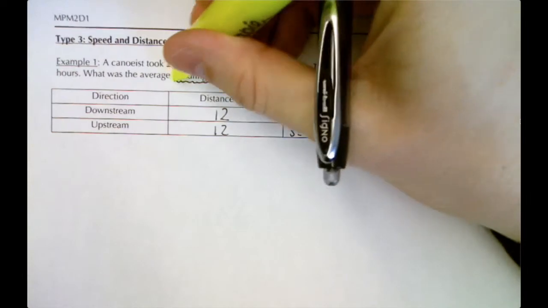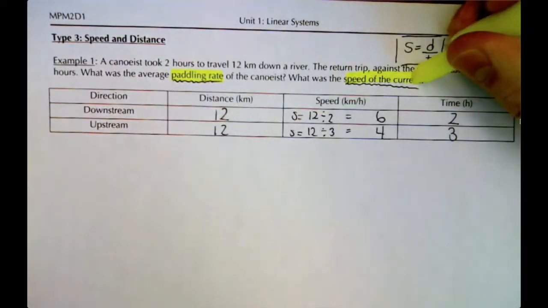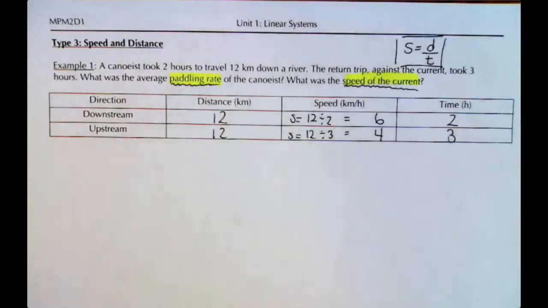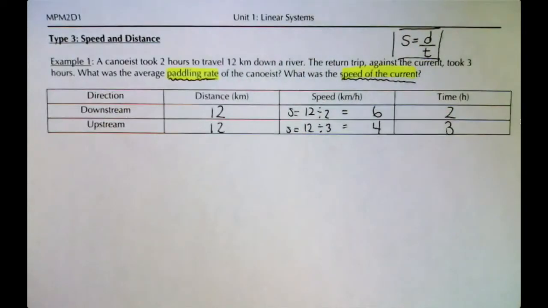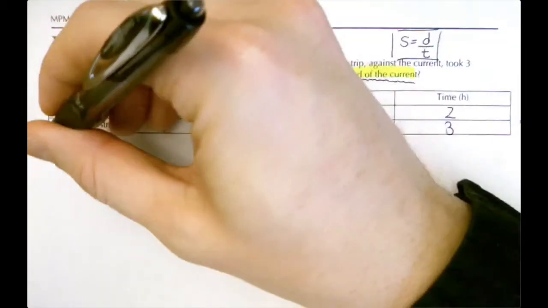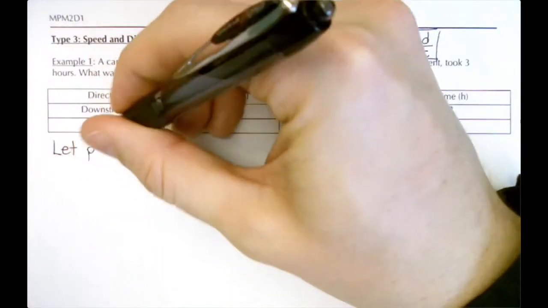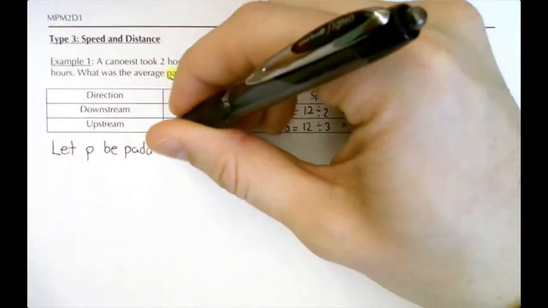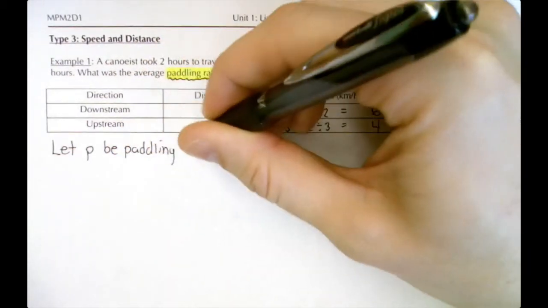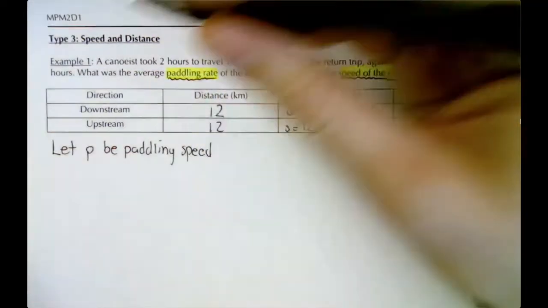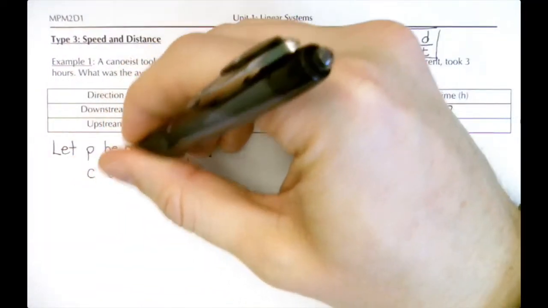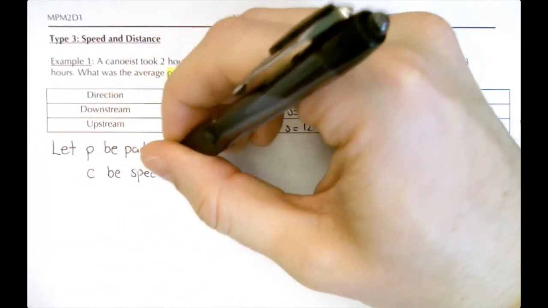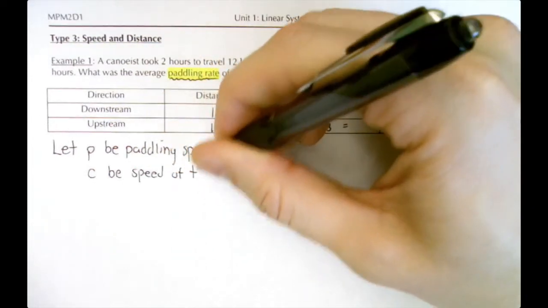I'll highlight it. Paddling rate, speed of the current. Those are the 2 things we don't know. We don't know the speed that you're paddling and the speed of the current. So those are going to be our variables. Let P be paddling speed. And let C be the speed of the current.